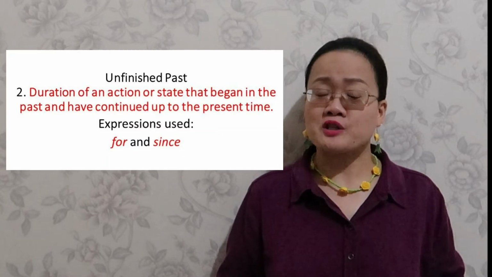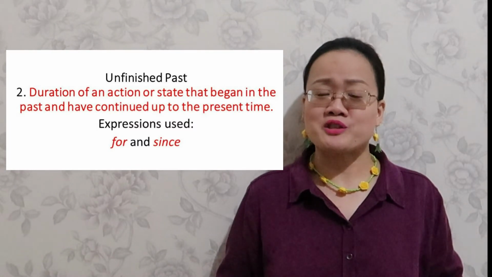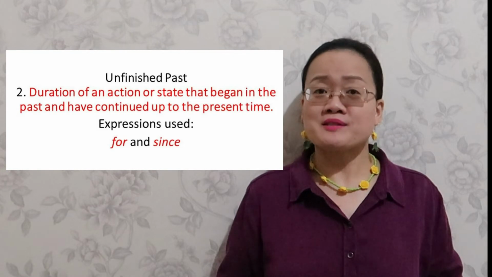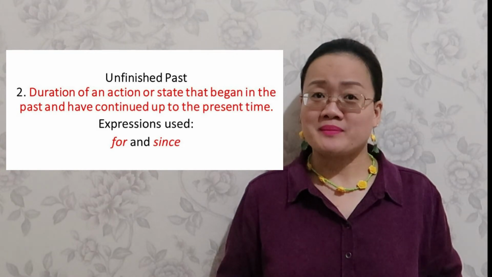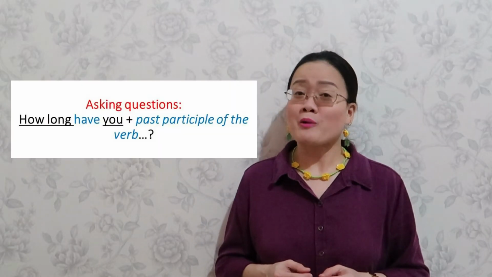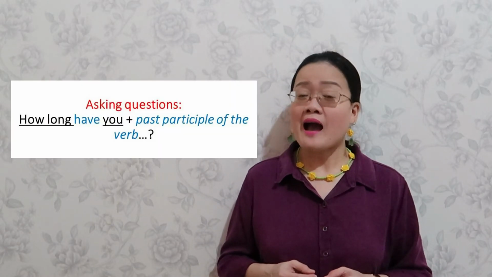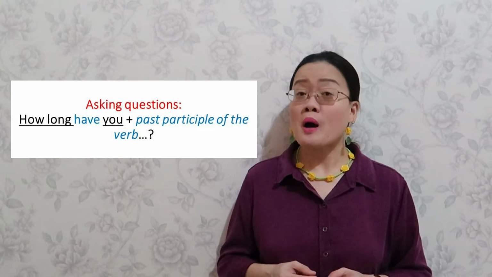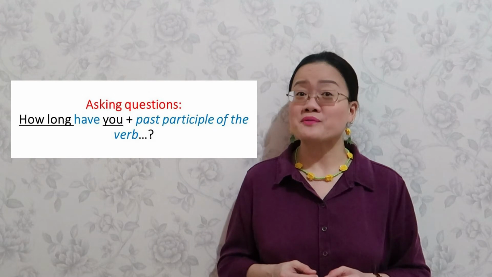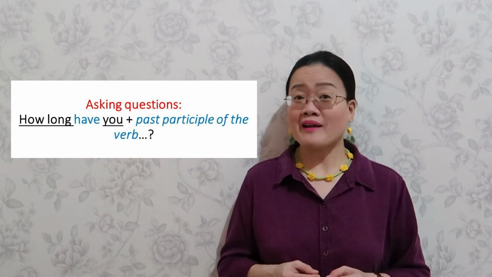Another use of the present perfect simple in an unfinished past is to talk about the duration of an action or state that began in the past but has continued up to the present time. It is often used with for and since. If you would like to ask questions, say, how long have you, plus the past participle form of the verb. For instance, how long have you worked here?